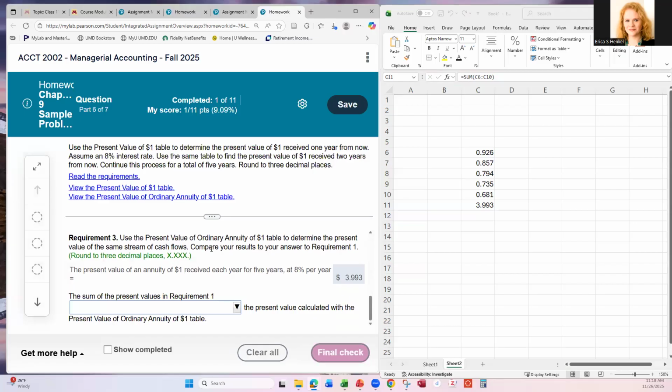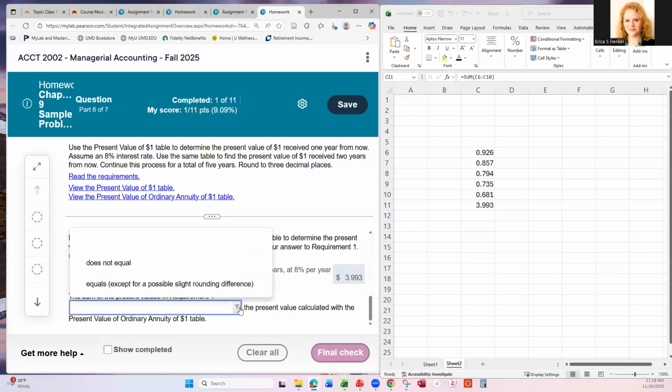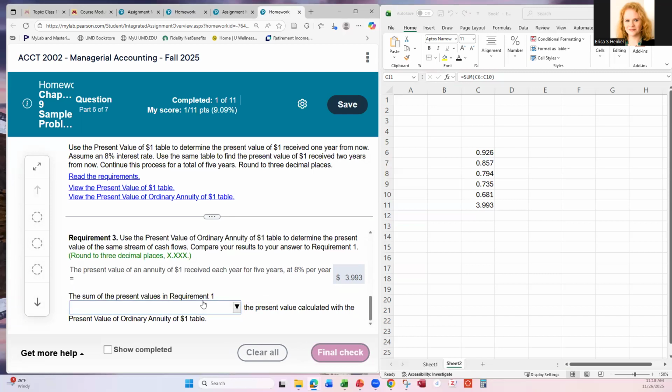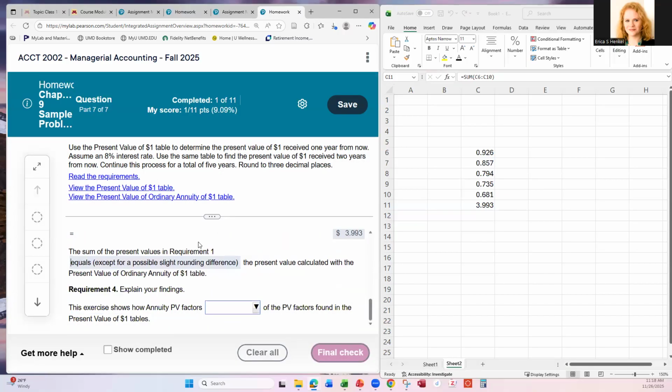And so the sum of the present values that we did in the first part equals, except for a possibly slight rounding difference, that same present value. And it shows how annuity present value factors are the sums of the present value factors found in the present value of $1 tables.